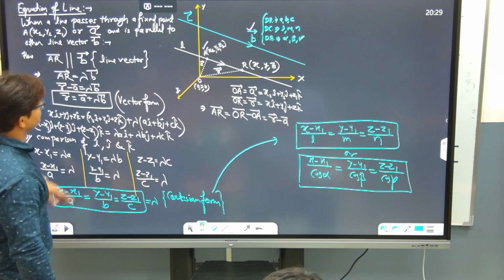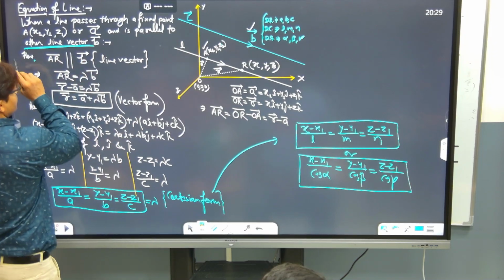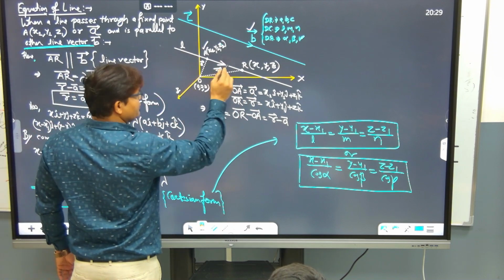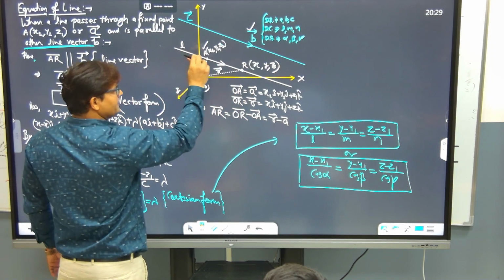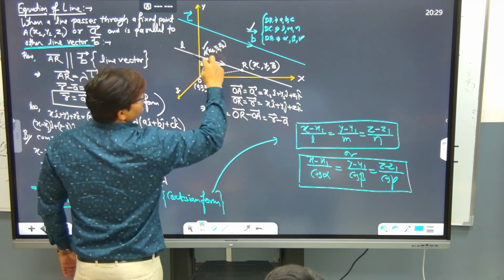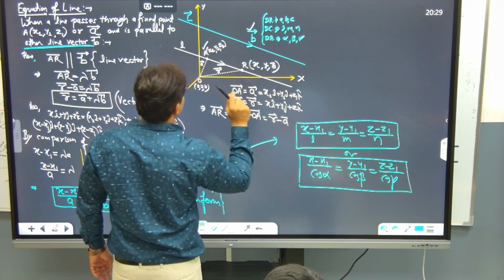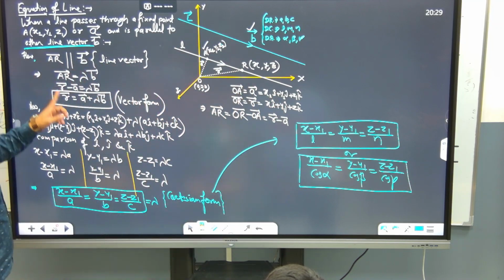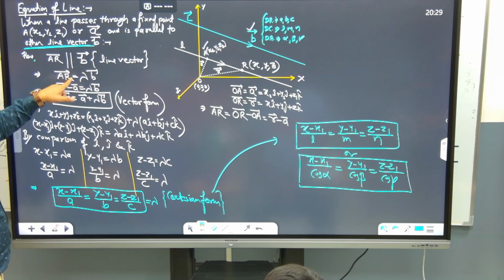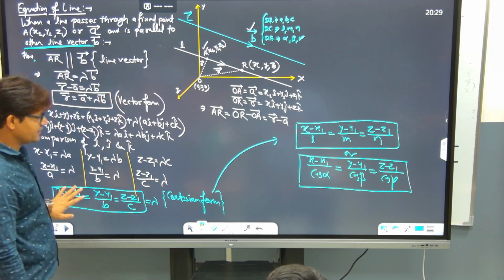But the actual logic is this. Here we have the vector AR, or even we can take RA. No matter AR or RA, these two vectors are parallel or collinear, since we have the same line. So in terms of parallel vectors, AR is parallel, and by the definition of parallel vectors, one vector can be expressed in terms of the other vector. So we can have this. First, this is the vector form, this is the Cartesian form.